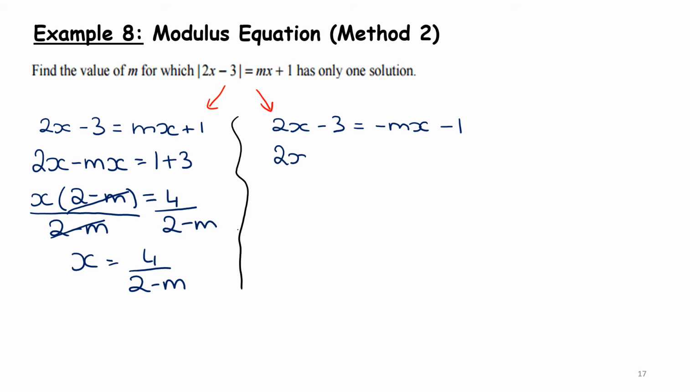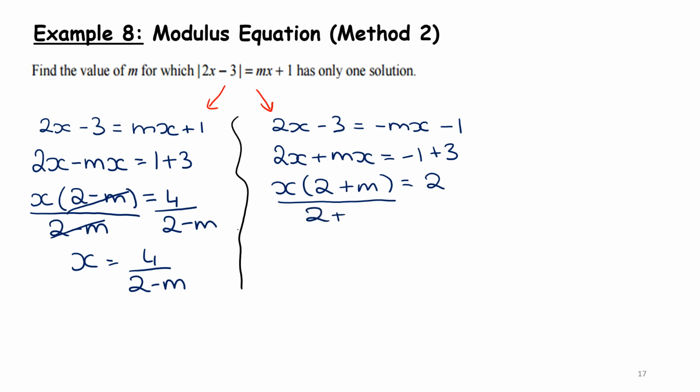I get 2x plus mx equals minus 1 plus 3. Again, I'm going to pull out that x. I get 2 plus m is equal to 2. I divide both sides by 2 plus m. This leaves me with x equals 2 over 2 plus m.